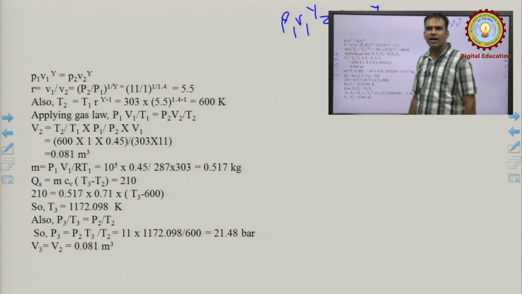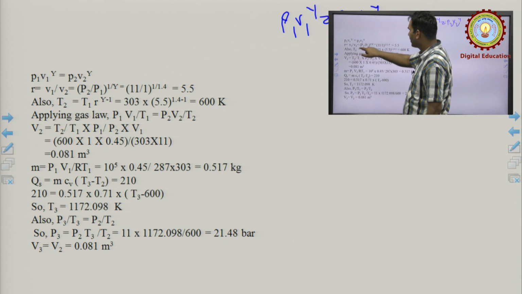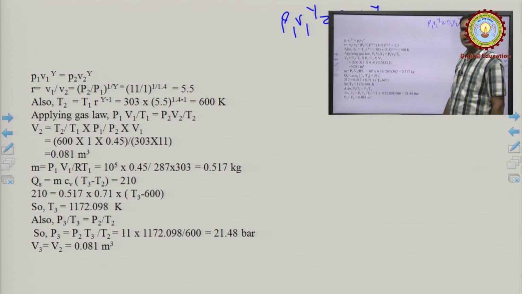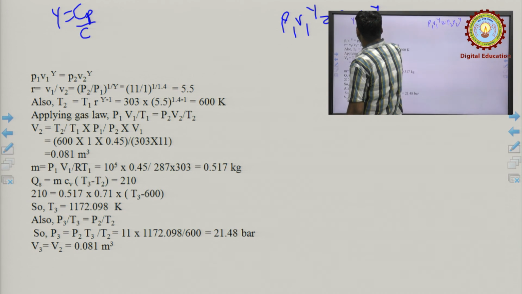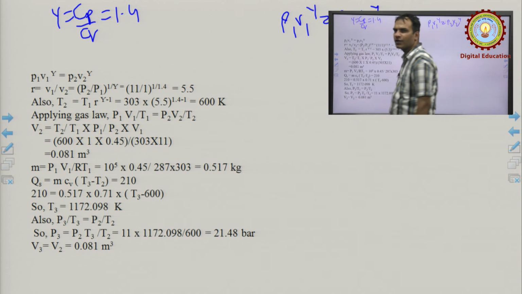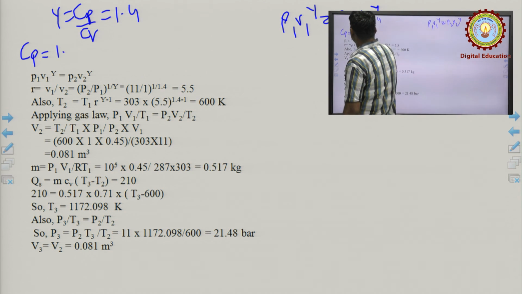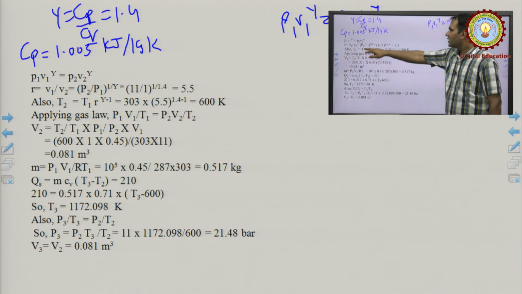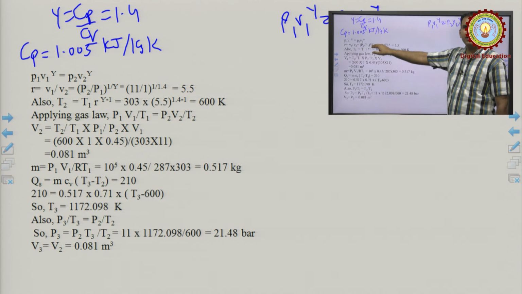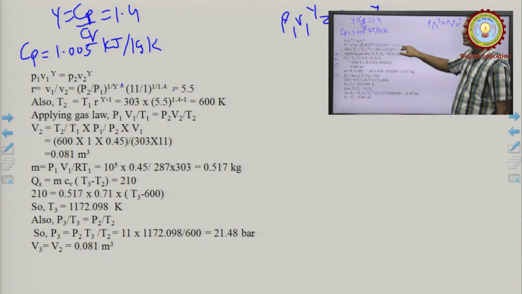And r is the compression ratio V1 by V2. From this equation we can write V1 by V2 is equal to (P2 by P1) raised to the power 1 by gamma, where gamma is the ratio of specific heat, Cp by Cv. For air the ratio of specific heat is 1.4, that is constant, and value of Cp is 1.005 kilojoule per kg Kelvin. So putting the value of P2 and P1 here, P2 is 11 bar and P1 is 1 bar, raised to the power 1 divided by 1.4. So r comes out to be 5.5.